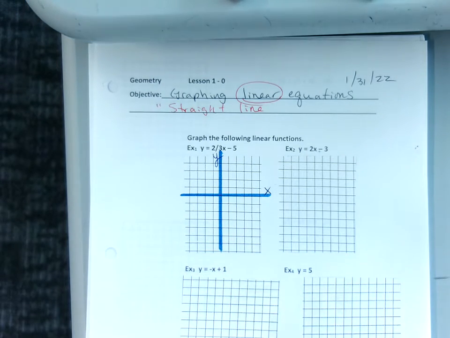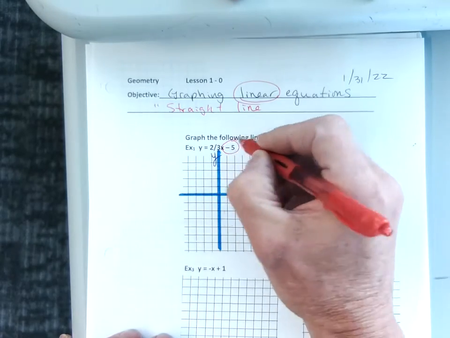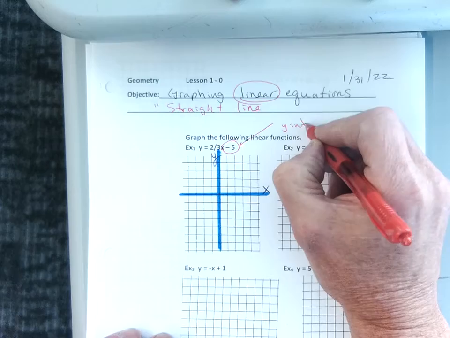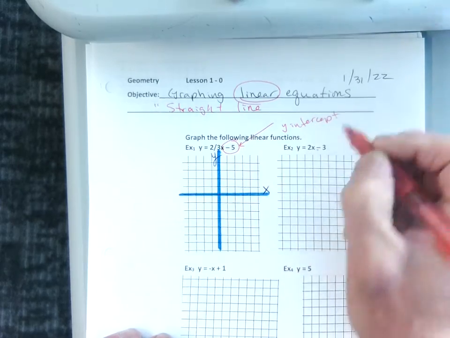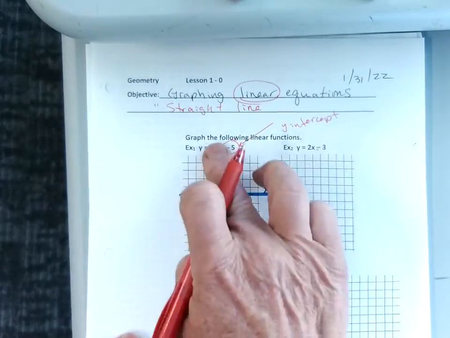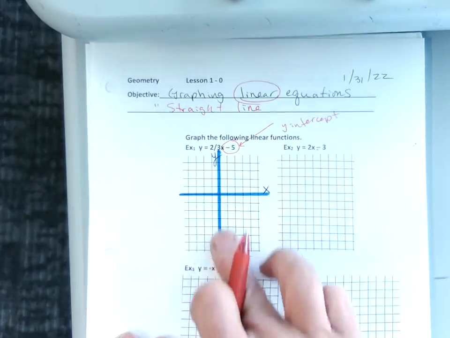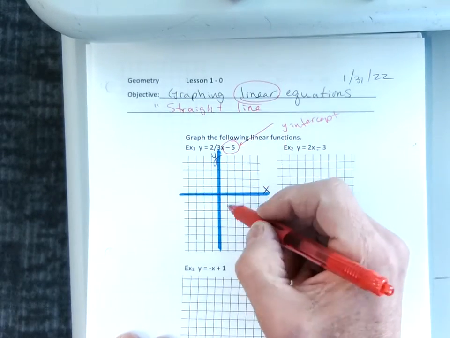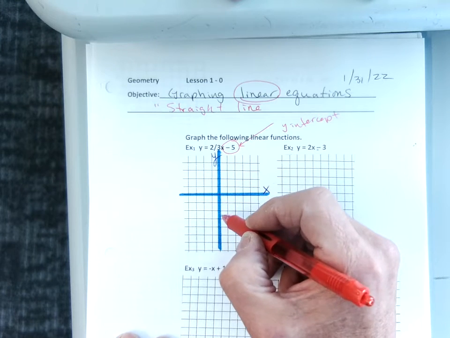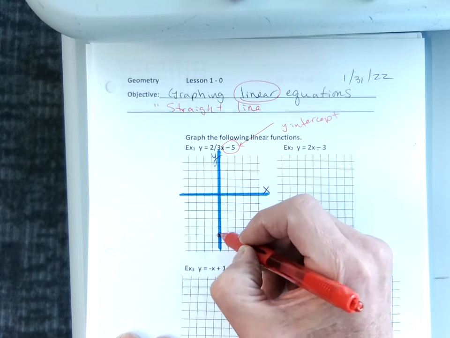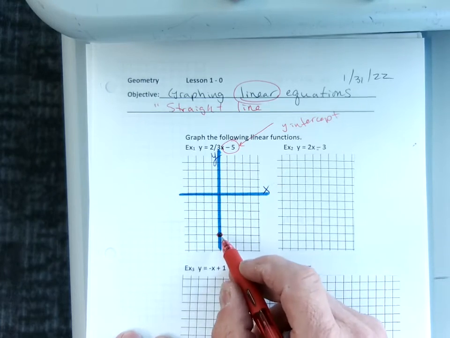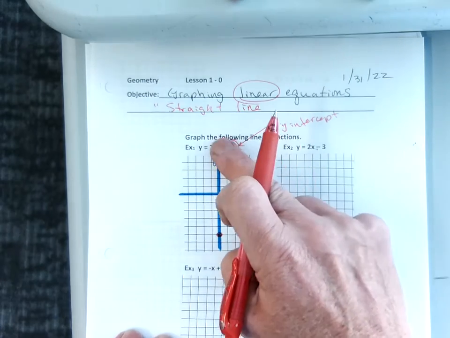Super easy, I promise. This number right here, we call the y-intercept. Well, here's the y-axis, right? So this line that I'm going to draw intercepts at -5. 1, 2, 3, 4, 5, okay? It's really like my starting point. So I find -5 on the y, put a dot.